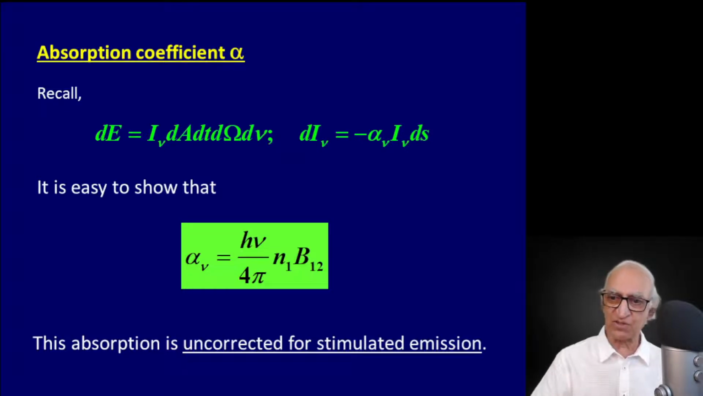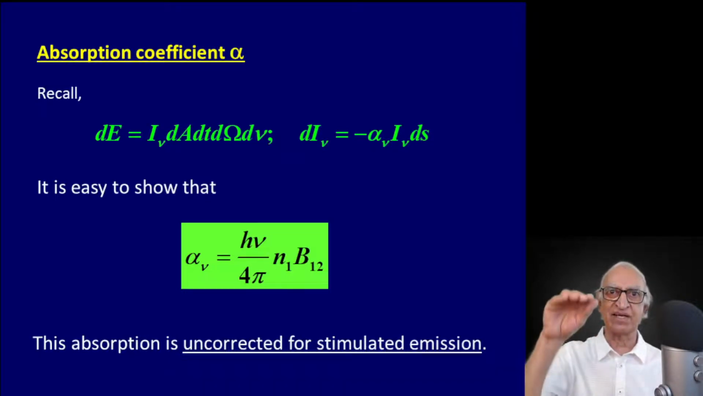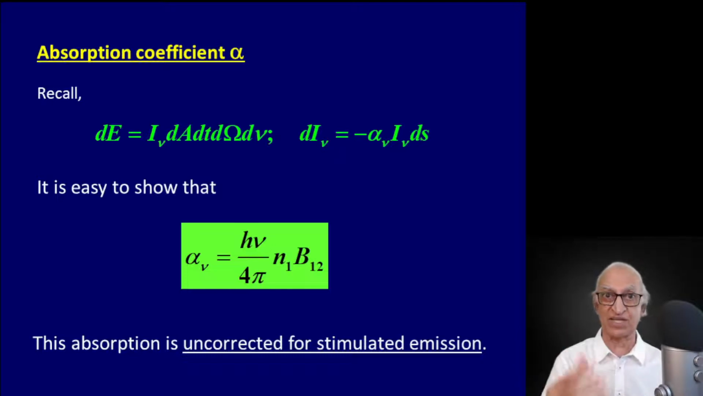Now, this absorption coefficient is uncorrected for stimulated emission. What I mean is the following. There are 17 atoms in the ground state, and there are 3 in the upper states. There are incident photons, 17 incident photons. And so these 17 atoms in the ground state make a transition to the upper state. So you will say the net absorption is 17 photons have been absorbed.